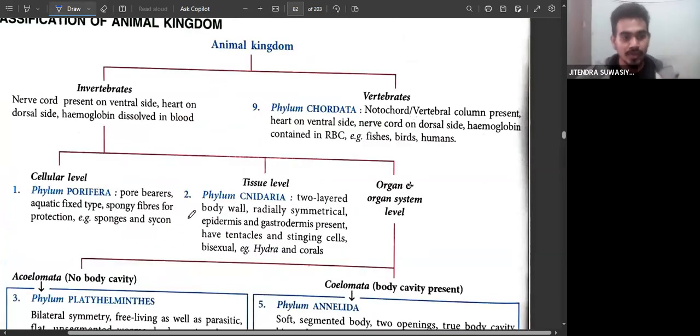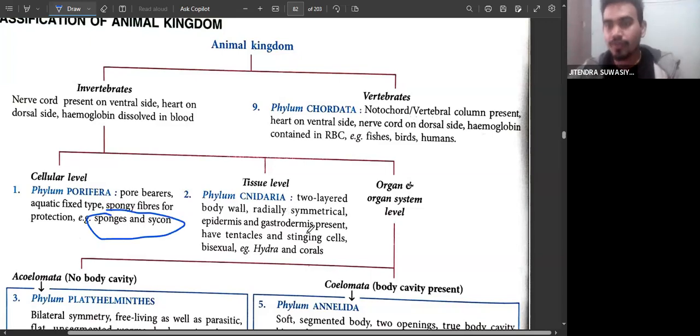So that is Porifera. Pore bearers, aquatic fixed types. These animals are generally found on sea beaches and when we go deep down into the oceans and seas. Spongy fibers for protection. If any predatory animals come to catch it, they can't catch it, because every organism, like human beings, like cheetahs, has defensive behavior. When nature developed any organism, it developed their defensive behavior, how to escape from predators. Sponges and Sycon are the common examples of Porifera.